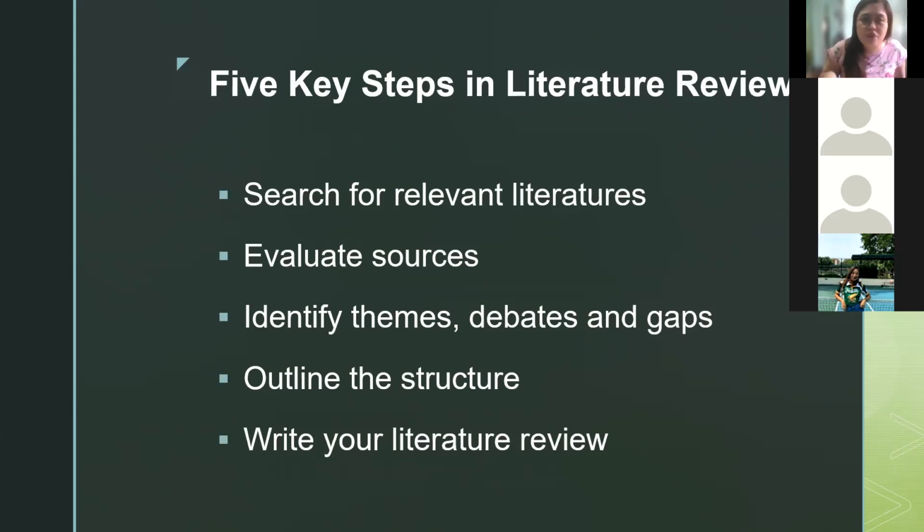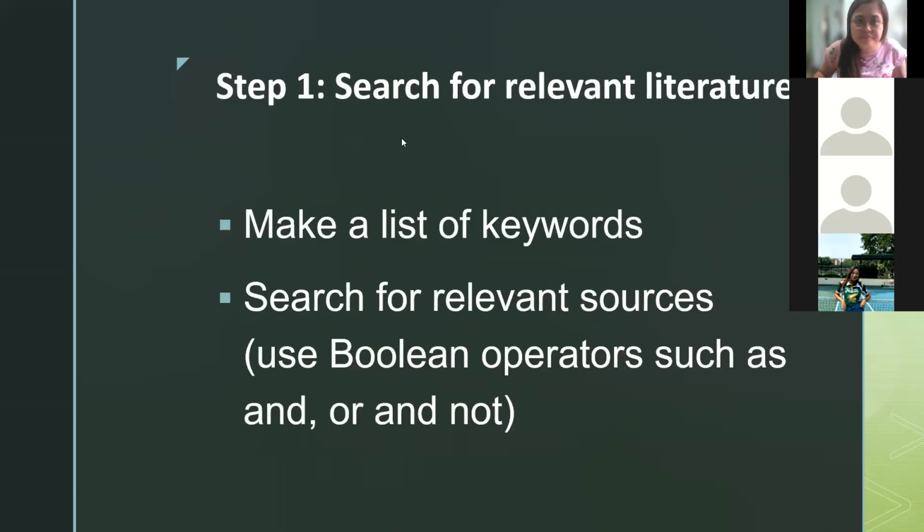Now, let's move on to the 5 key steps in literature review. What are we going to do pag kita na ang magbuhat og RRL? So, syempre, first step, we have your search for relevant literatures, and we will be evaluating them. Let's identify themes, debates, and gaps, and then we will outline the structure. And lastly, we will be writing our own literature review. Now, let's discuss them one by one.